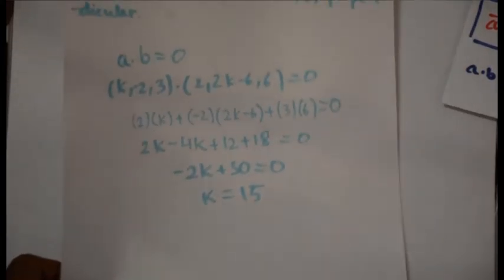So that's it for our examples. Hope you're familiar with the dot product for two algebraic vectors now.